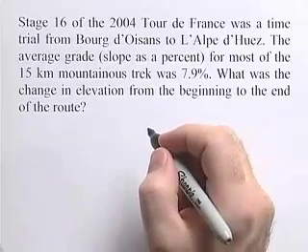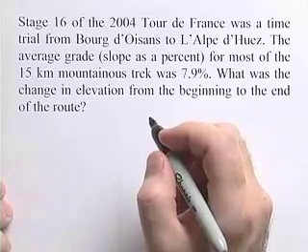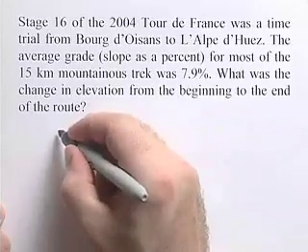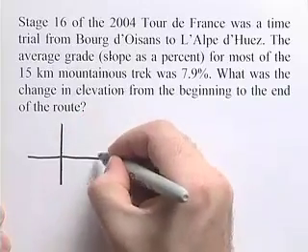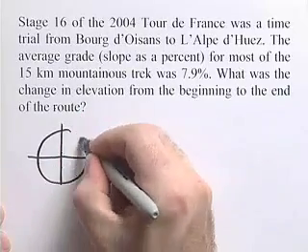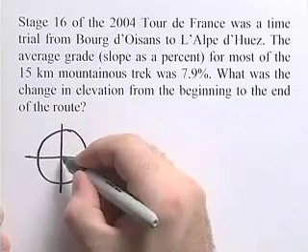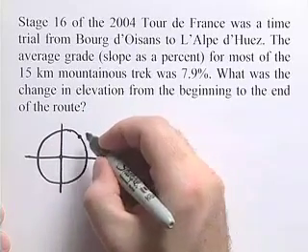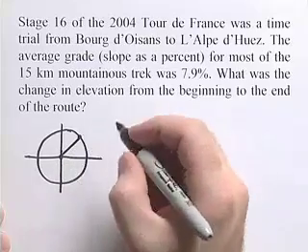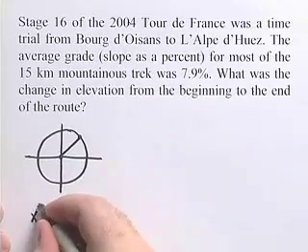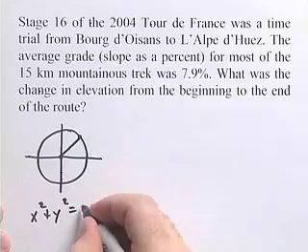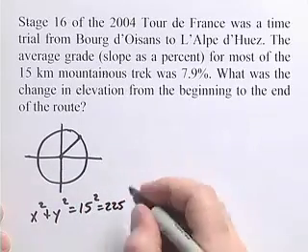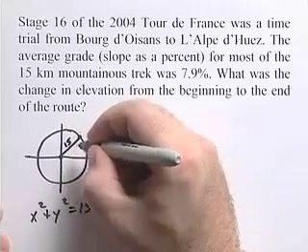We can approximate this situation by considering the start of the route as the center of a circle with a radius of 15. So we're going to draw a little diagram then. Draw a circle. We're going to put the start of the route at the origin, and we're going to let the end of the route be a point on this circle. So we've got the equation of a circle, x squared plus y squared equals 15 squared, which is 225, because the length of the trek was 15 kilometers.